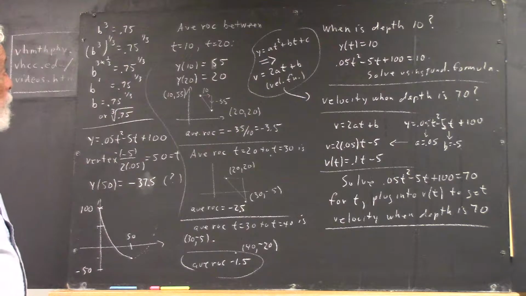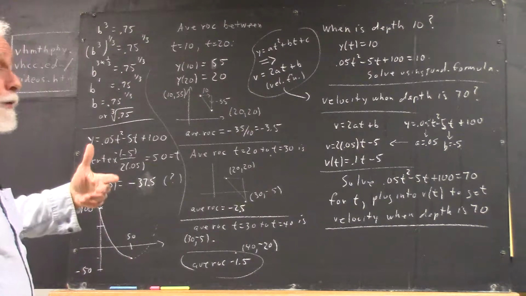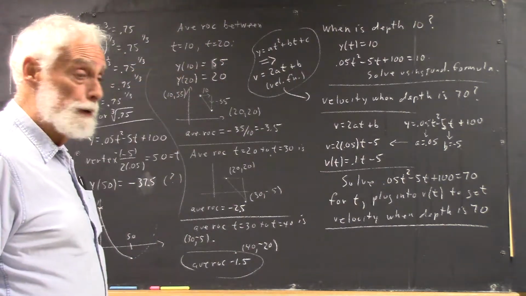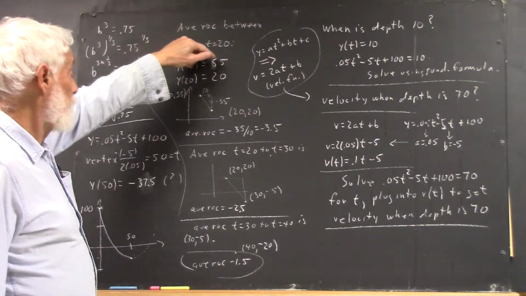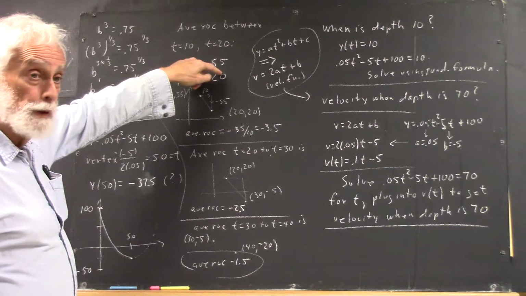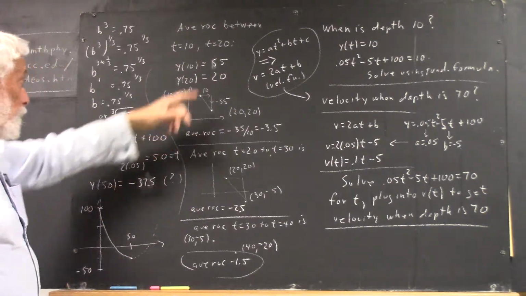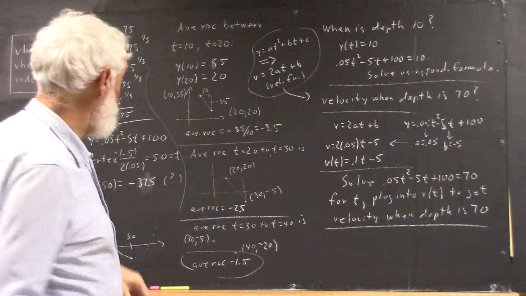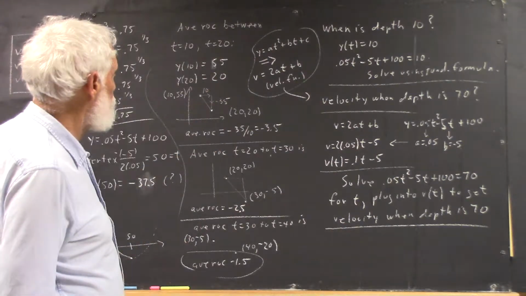What's the average rate of change of y with respect to t, which is the average rate of change of depth with respect to time, between t equals 10 and t equals 20? Okay, well, y of 10 is 55, y of 20 is 20. You can evaluate for this function and verify that I did this calculation correctly, or figure out that I didn't. This gives us 2 points on the graph.